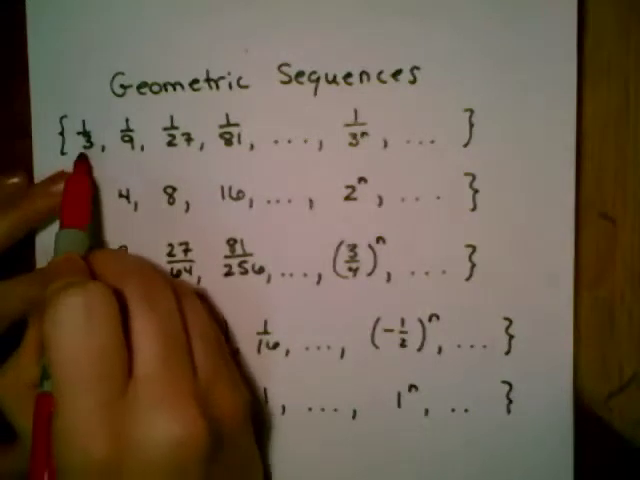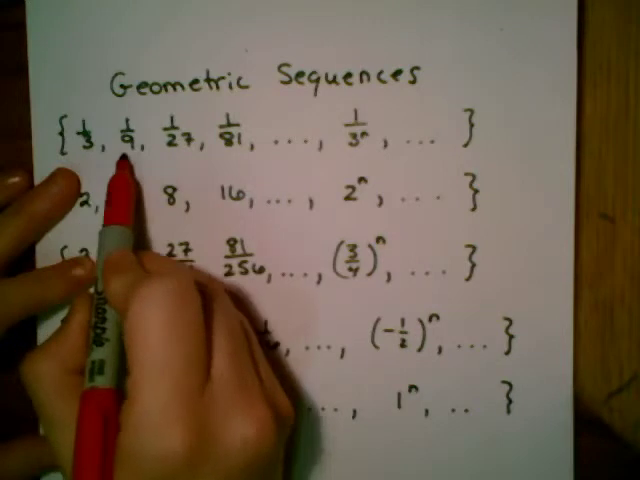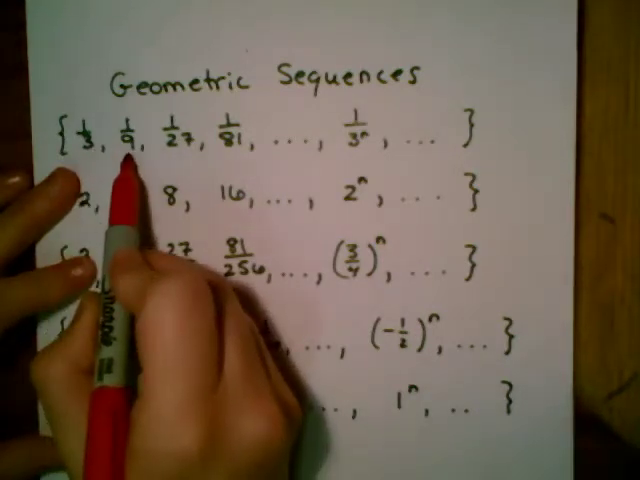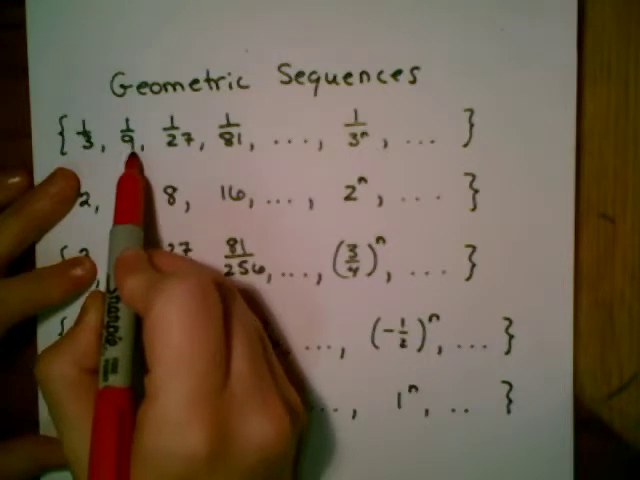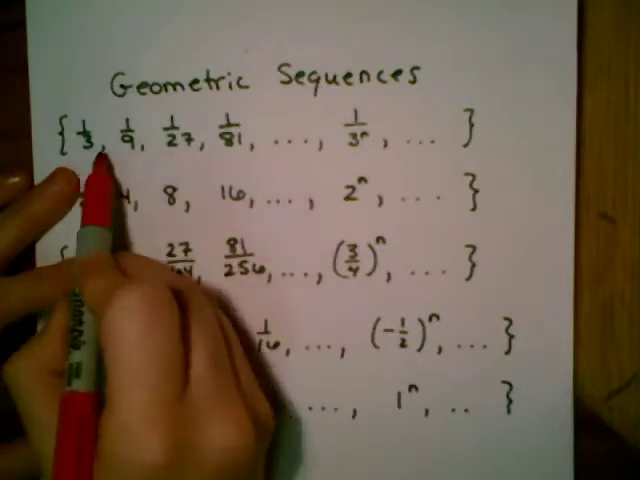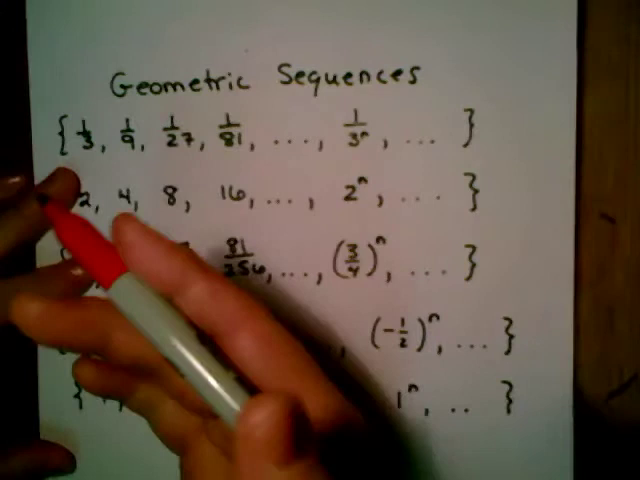How do we get from the first term to the second? Well, we might be able to subtract a certain fraction. This is 3/9. We might be able to subtract 2/9 and get to 1/9. But could we do the same thing to get to the next term? No. So addition and subtraction won't lead us through the terms of this sequence. So this is not arithmetic.